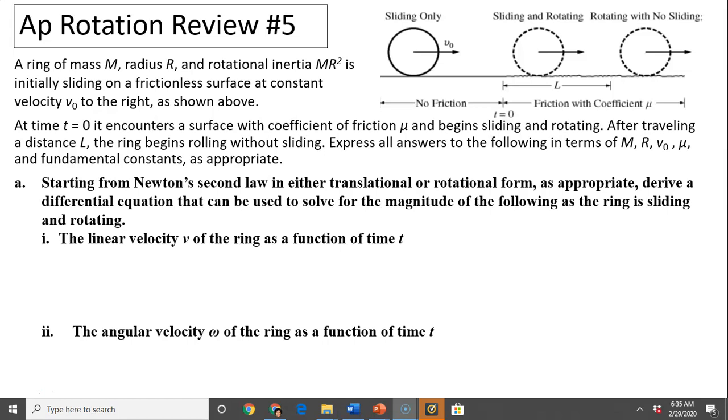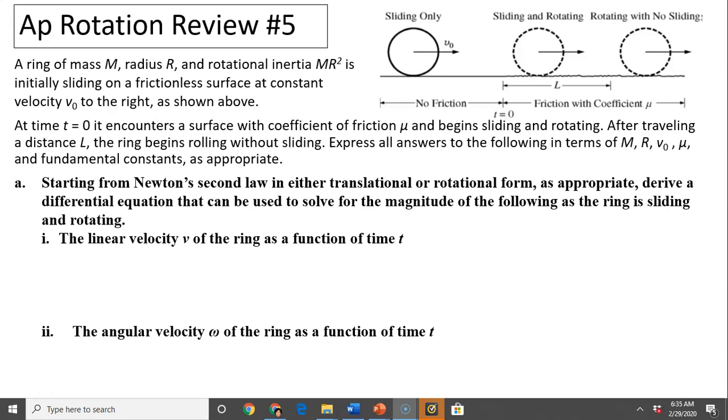So, a ring of mass m, radius r, and rotational inertia mr squared is initially sliding on a frictionless surface at constant velocity v0 to the right. At time t equals 0, it encounters a surface with coefficient of friction mu, and it begins sliding and rotating. After traveling distance L, the ring begins rolling without sliding. Express all answers in terms of m, r, v0, mu, and the fundamental constants as appropriate.